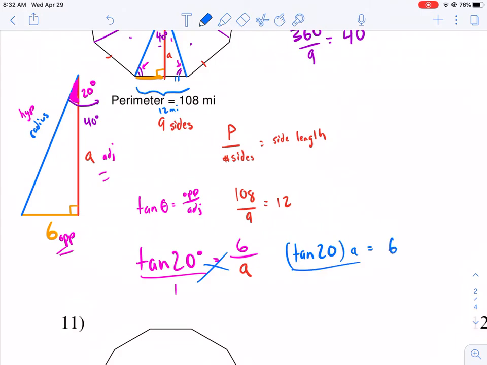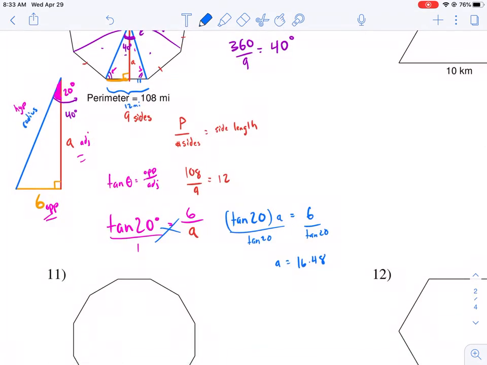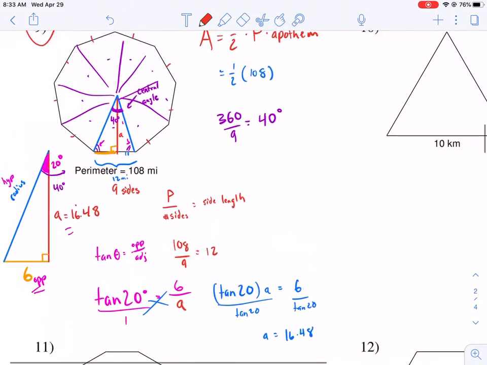As you can see here, I'm going to need to divide both sides by tangent of 20. I like to do this before actually typing into my calculator, that way I can just type in 6 divided by tangent of 20 all at once. So I'm going to type in 6 divided by tangent 20, and it will give me 16.48 rounded. So now I have my apothem. I know that it is equal to 16.48. Well, now I have everything I need.